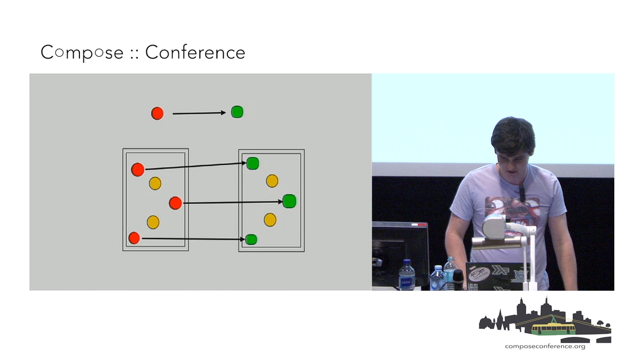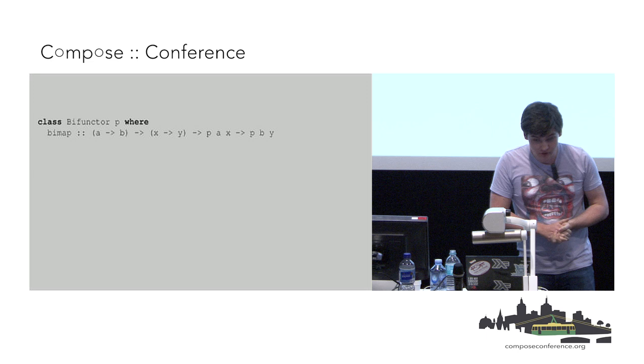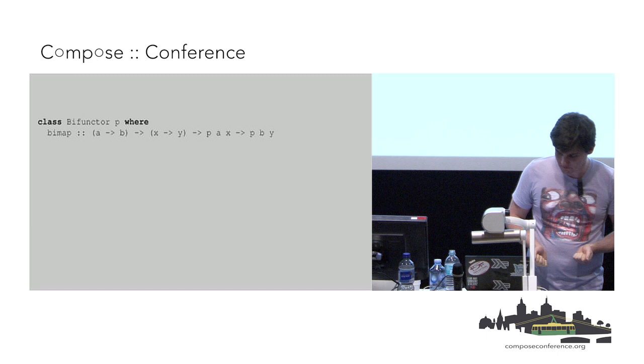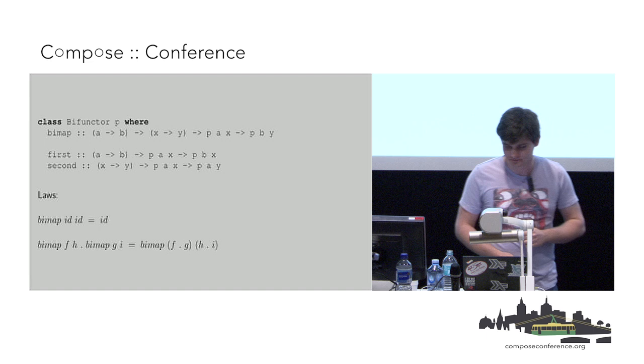So P is a bifunctor if I can write a function bimap, which says, given a function from A to B and a function from X to Y, and a P that has an A and an X, run those two functions and get a P of a B and a Y. And we can do either half of the mapping independently with these two functions, first and second. And of course, I care about this, so it has laws. Well, that might be the wrong direction, but.